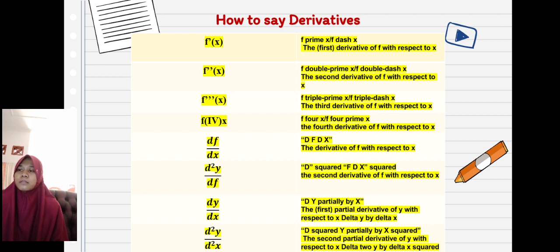dy over dx, dy partially by x, or the first partial derivative of y with respect to x, delta y by delta x. d squared y over dx squared, d squared y partially by x squared, the second partial derivative of y with respect to x, delta squared y by delta x squared.